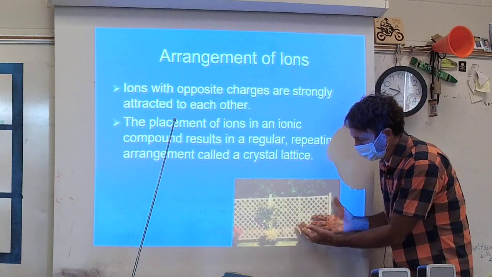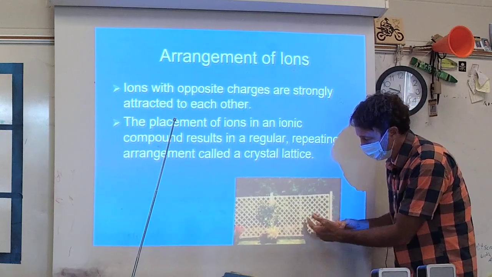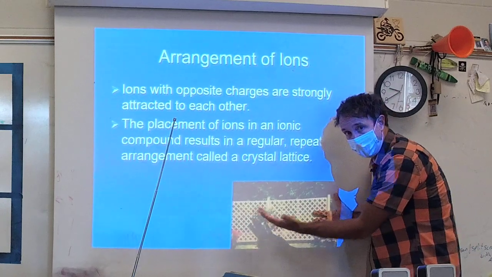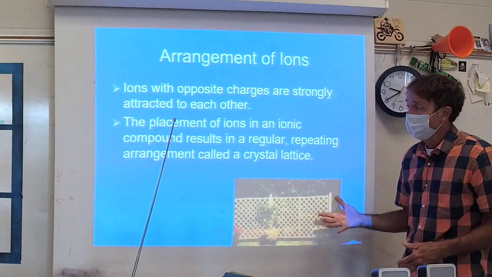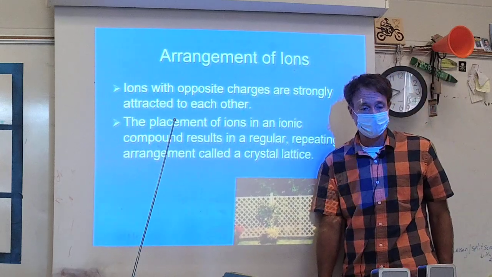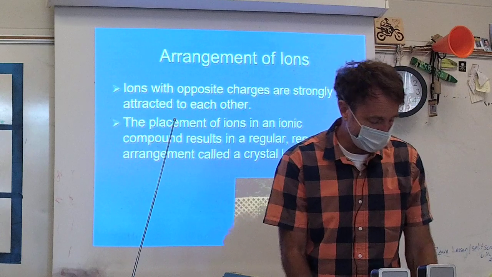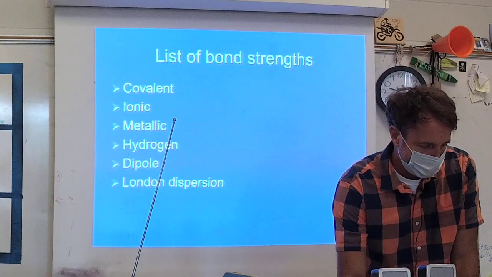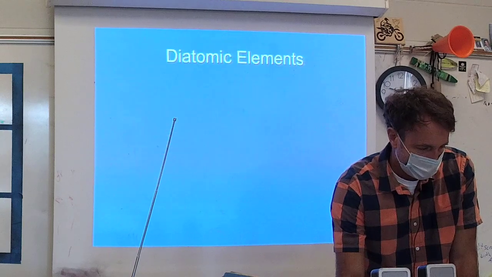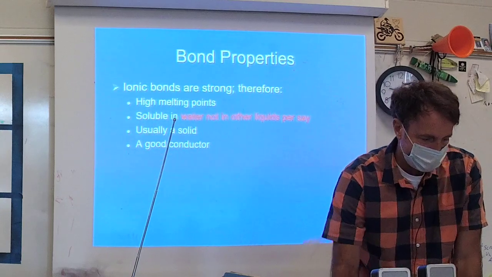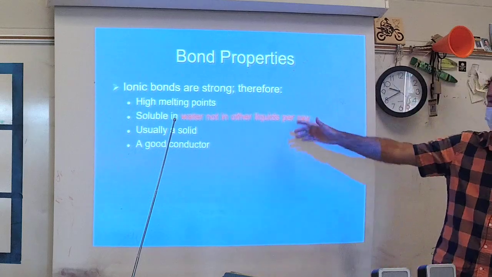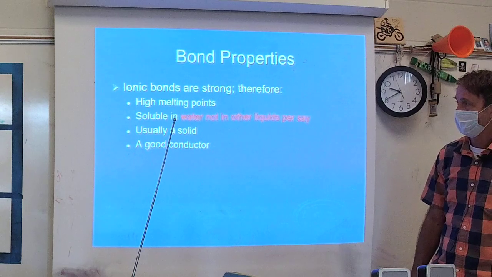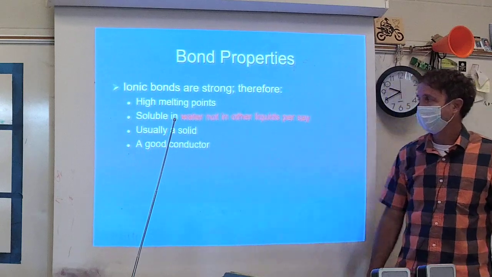So if we stacked a bunch of sodium and fluorine atoms perfectly like this, then the bonds they form between each other form a very strong solid. When I say they form a very strong solid, I mean it's a solid that has these properties. Ready? Here are the properties that you want to know for ionic bonds. They have high melting points.